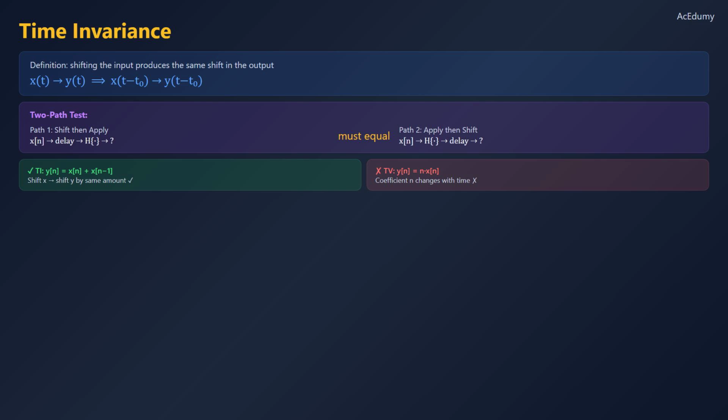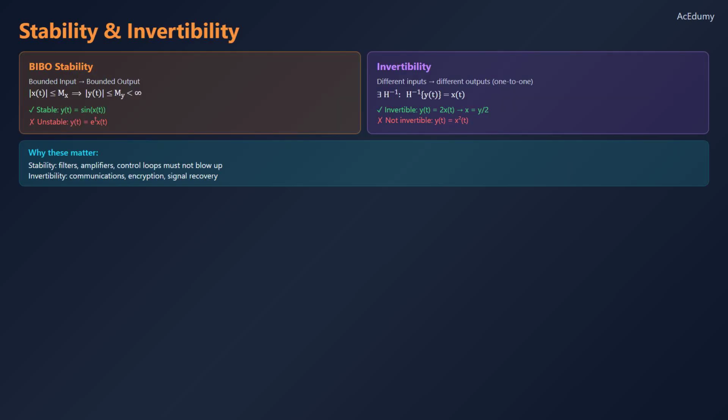Example. y of n equals n times x of n is time varying, because the coefficient n changes with time. Shifting the input gives n times x of n minus n0, but shifting the output gives n minus n0 times x of n minus n0. These are different.